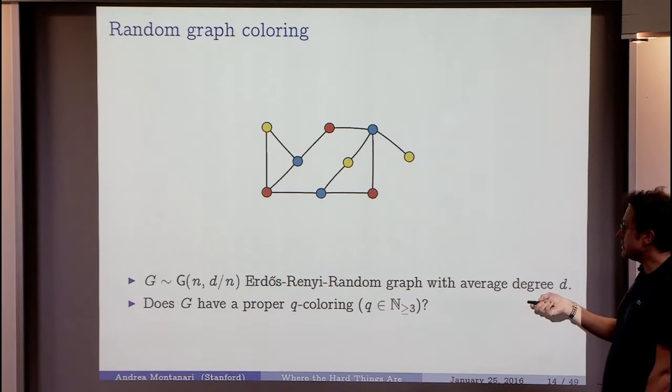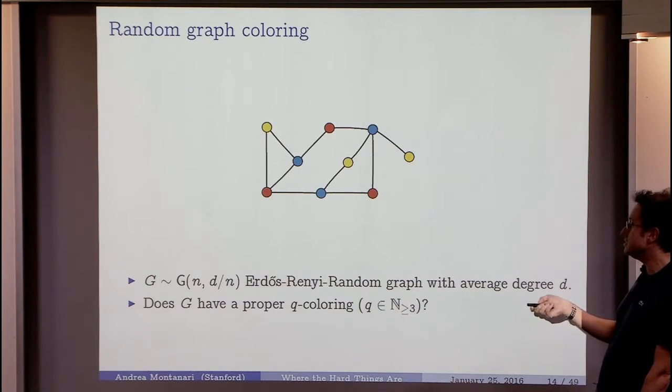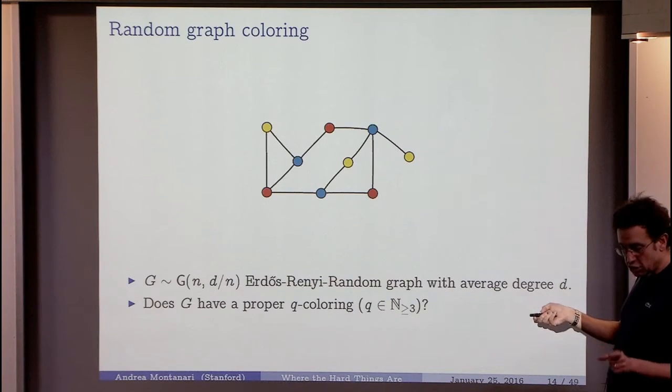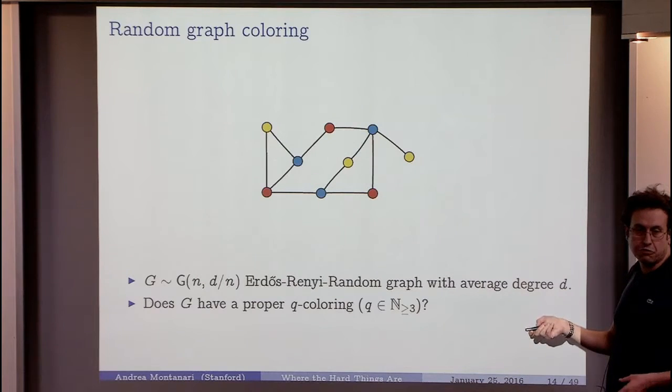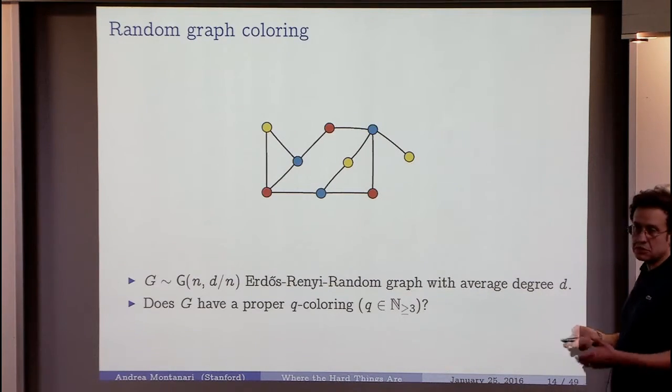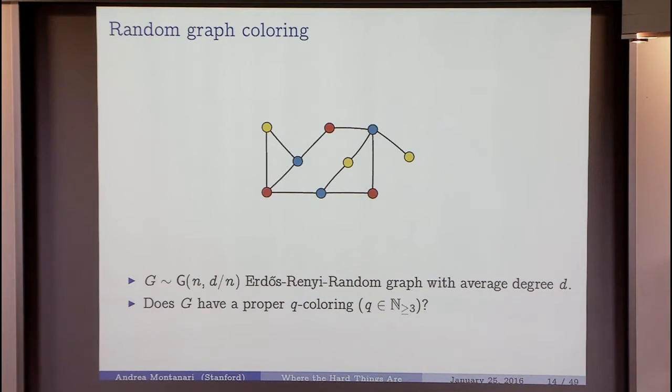You generate an instance of coloring simply as follows. You generate a random graph with n vertices, laying down each edge with probability d over n. So this is an Erdős-Rényi random graph with bounded average degree. The average degree is d. And then you ask yourself the question: can I find a proper coloring with q colors, where q is bigger or equal than 3? The case q equal 2 is easy.